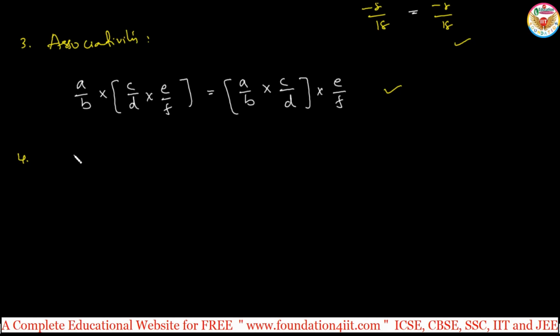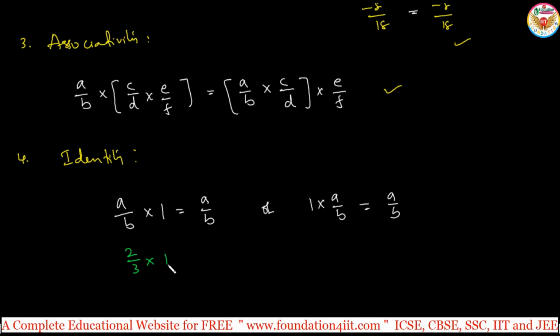Again, the existence of multiplicative identity. When you come to the multiplicative identity in rational numbers, let's take 1. That means a by b into 1 is exactly equal to a divided by b, or 1 into a by b is also the same, a divided by b. So if any rational number is multiplied with 1, we get the same. 2 by 3 multiplied with 1, we get 2 divided by 3, because 1 we can write as 1 by 1, we get the same. Or even 1 into 2 divided by 3 is also 2 by 3. So here 1 is the multiplicative identity in rational numbers.